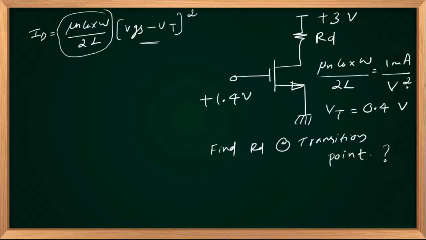VT is 0.4 volts. RD is unknown. Supply voltage is 3 volts positive. Gate is connected to 1.4 volts. Find RD at transition point. Always you can assume the transistor is in saturation, because that's a simple expression. Only one term is there, VGS minus VT the whole square. Always assume transistor is in saturation.